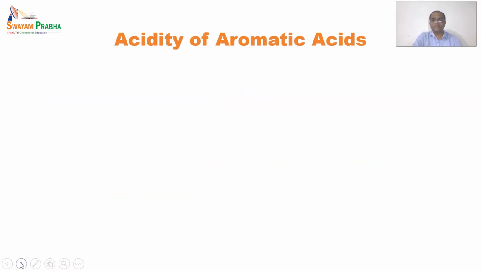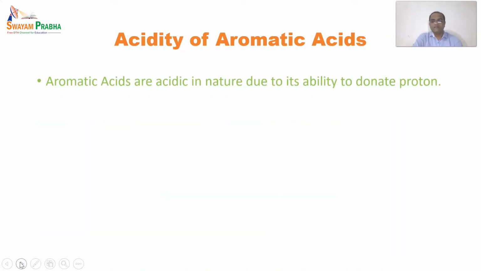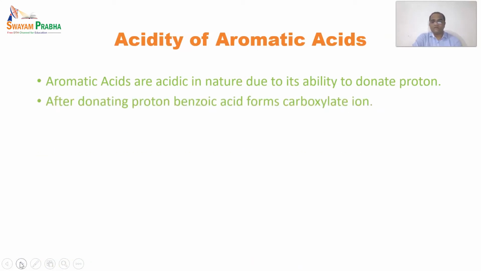Now coming to the acidity of aromatic acids. The name itself indicates that the compounds are acidic. But why are they acidic? Aromatic acids are acidic in nature due to their ability to donate a proton, as per Arrhenius theory. Compounds which have the ability to donate a proton are said to be acids, and those which can accept a proton are said to be bases. In the last session on amines, they can accept protons, which is why they are said to be bases.